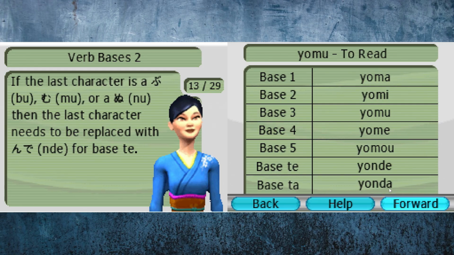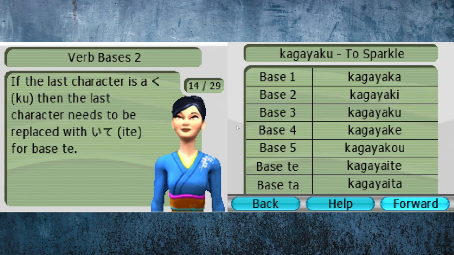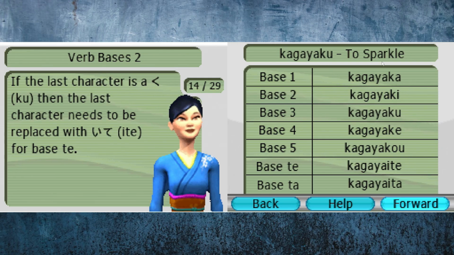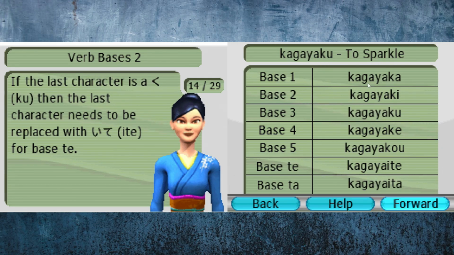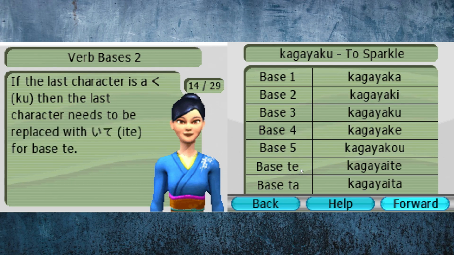Ta form is yonda. If the last character is a ku, then the last character needs to be replaced with ite for base te. So kagayaku, to sparkle. Kagayaka, base 1. Base 2, kagayaki. And I believe we did this verb already. Yeah, we did this verb already. So I will skip all the way to te form. So te form is kagayaite.